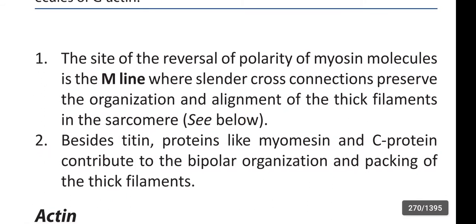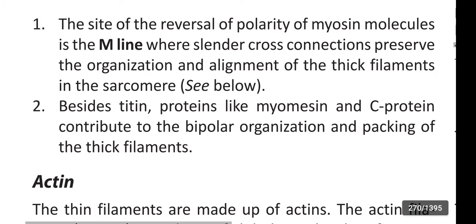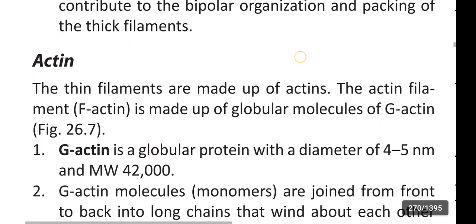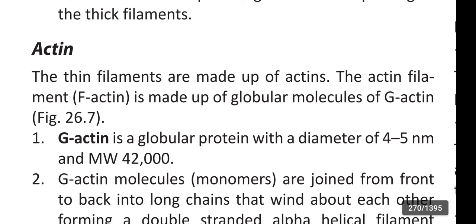The site of the reversal of polarity of myosin molecules is the M line, where slender cross connections preserve the organization and alignment of the thick filaments in the sarcomere. Besides titin, proteins like myomesin and C protein contribute to the bipolar organization and packing of the thick filament. Next, about actin. The thin filaments are made up of actin. The actin filament F-actin is made up of globular molecules of G-actin.